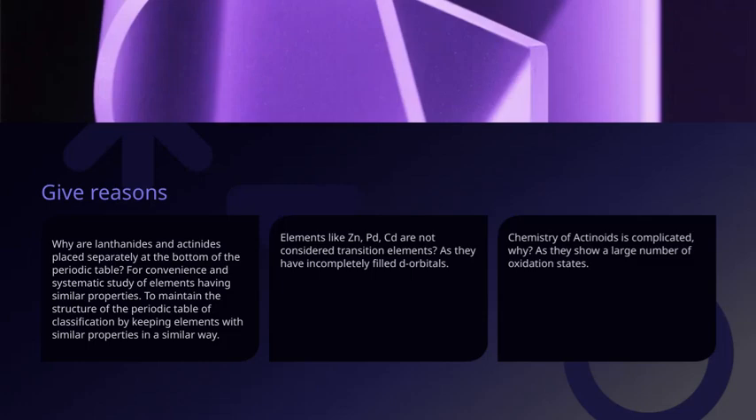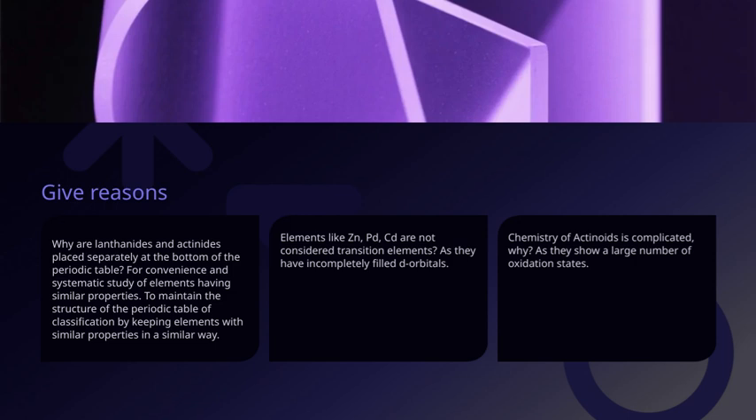The chemistry of actinoids is quite complex, and one of the main reasons for this is that they exhibit a large number of oxidation states. This variability makes their chemistry richer, but also more complicated to understand. Unlike many other elements, actinoids can exist in multiple oxidation states, which influences their chemical behavior significantly.